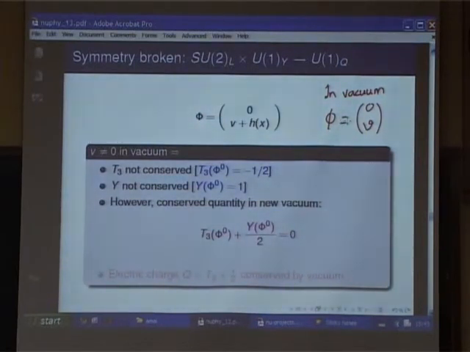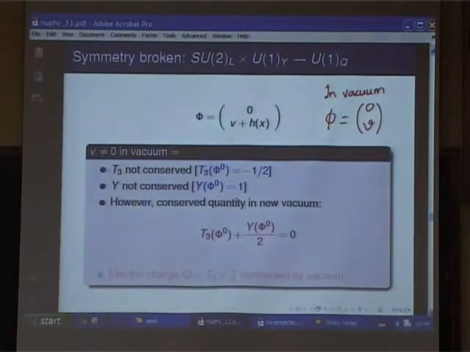Now what does this mean? See, this phi is not any arbitrary object. It has SU(2) charge, it has U(1) charge. It has T3 equal to minus half. Now if you tell me that inside vacuum I have some object with some value v, which has T3 equal to minus half, then I am in trouble. It means that inside vacuum I have a T3 equal to minus half object, which means even if there were no other fields present, I will have a T3 equal to minus half object.